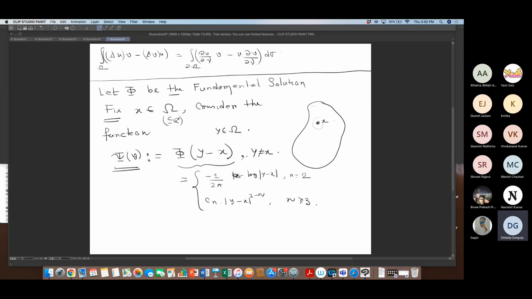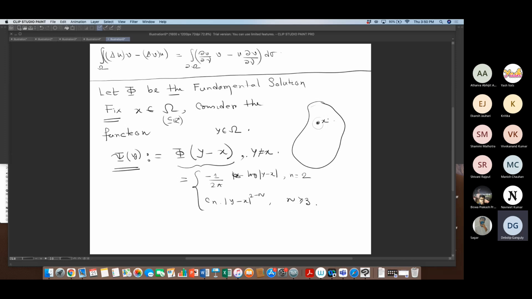Now the problem is there at x. So this is a very fundamental trick that people use in every analysis: the singularity is at x. So what should I do? Anyone?